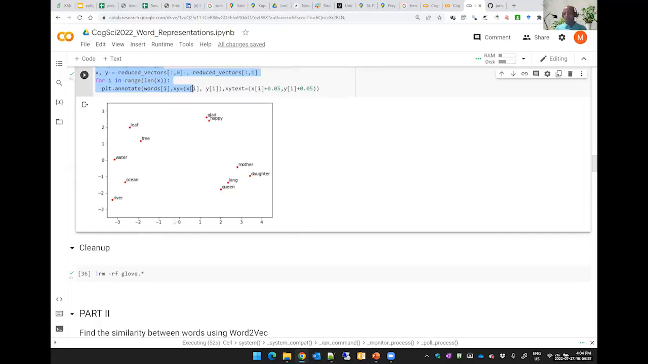Getting GloVe representations is super easy, as we saw, and you could of course use these in your neuroscience work for other kinds of things.